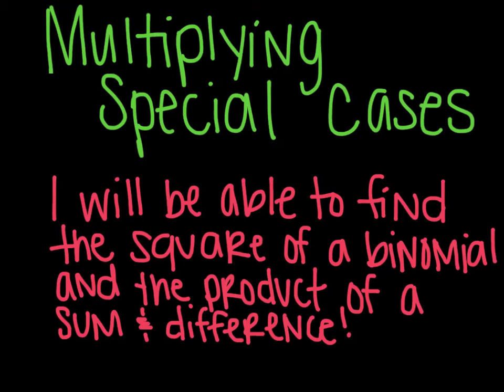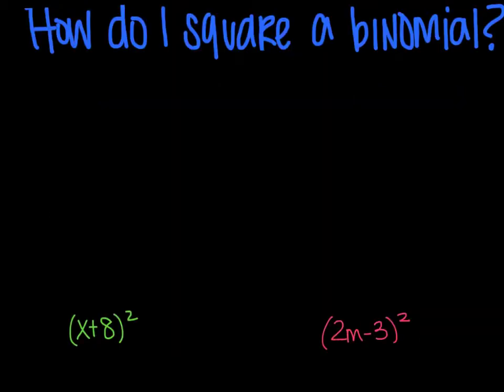I'm multiplying binomials, which is the special cases edition. I will be able to find the square of a binomial and the product of a sum and difference. I will explain what those are in just a second. The first question is, how do I square a binomial?